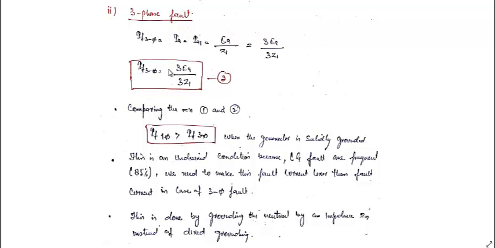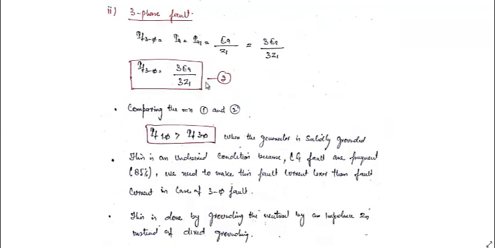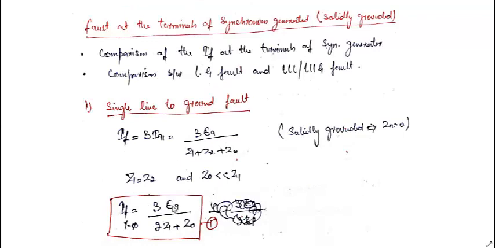So IF three-phase will be equal to 3 times EA by 3 times Z1. We will simply compare equation 1 and equation 2. You can see the numerator is the same, 3 times EA. Here also the numerator is the same, 3 times EA. Here it is 2 times Z1 plus Z0, and in equation 2 it is 3 times Z1.